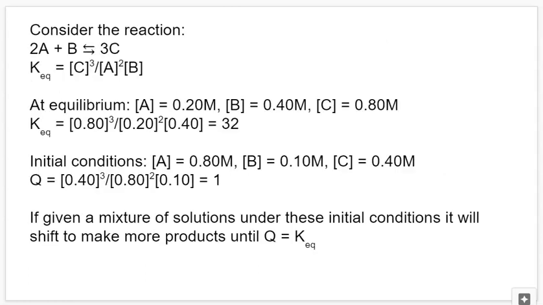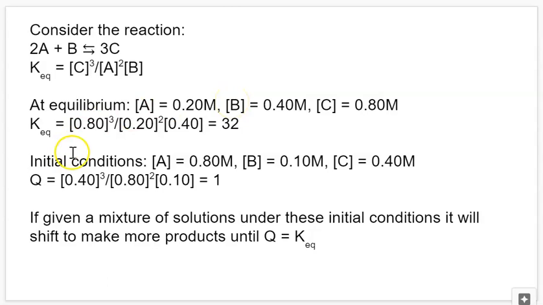All right, and let's consider this reaction. If we have 2A plus B in equilibrium with 3C, we know that our equilibrium expression is going to be products over reactants, each raised to their molar coefficients. And say we know that at equilibrium, A's concentration is 0.2 molar, B's concentration is 0.4 molar, and C's concentration is 0.8 molar. We can calculate KEQ by plugging the concentrations into the equilibrium expression, and we get 32.